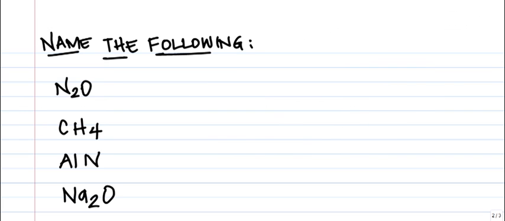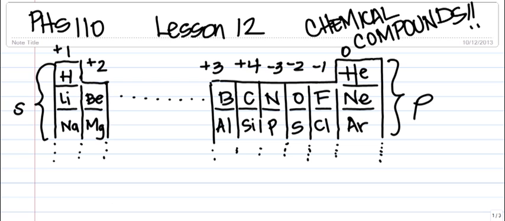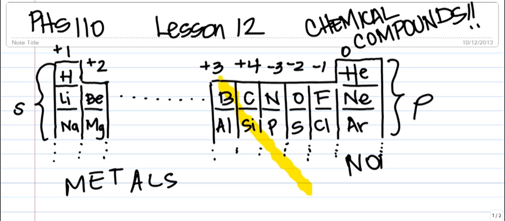So if you have that memorized, we can do some naming and we can also write out the names for things. Oh, let me back up 1 minute. So on the left-hand side of your metalloids are going to be your metals. So like I said, your ionic compounds are your metals and your nonmetals.